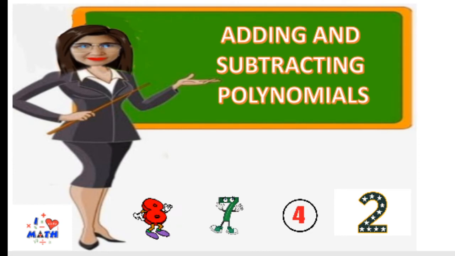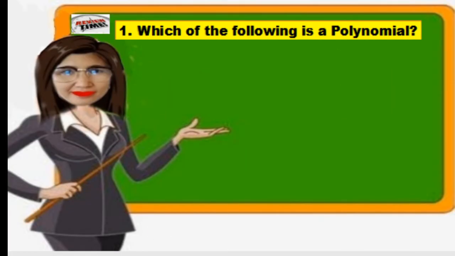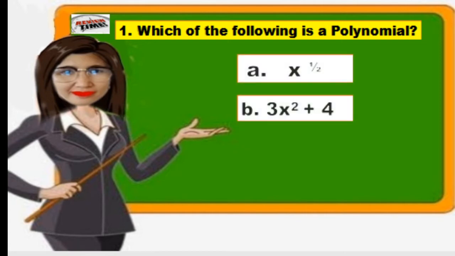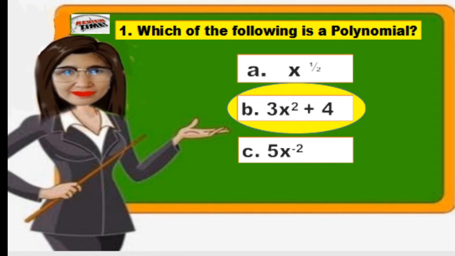Before we proceed to our main lesson, let us have a short recall on what we had yesterday about polynomials. Are you ready? Okay. Which of the following is a polynomial? x raised to 1/2, 3x squared plus 4, 5x raised to negative 2. Which is a polynomial? The answer is 3x squared plus 4.